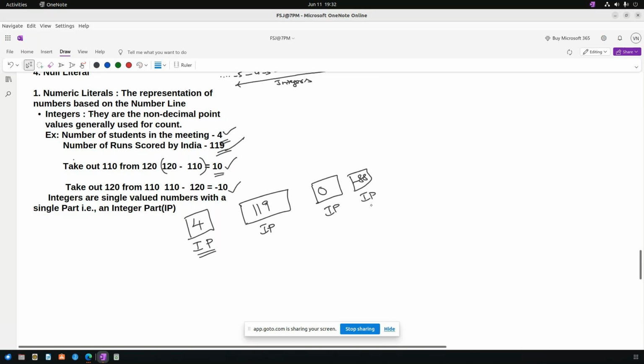So what are all these? Integers are the non-decimal point numbers, generally used for counting. For example, number of students in a meeting, number of runs scored by India, number of banks in India, number of MLAs in assembly, number of MPs from BJP in parliament. So this is like a number, a head count. So 110 minus 120 plus 6 minus 10, this also comes under an integer only.